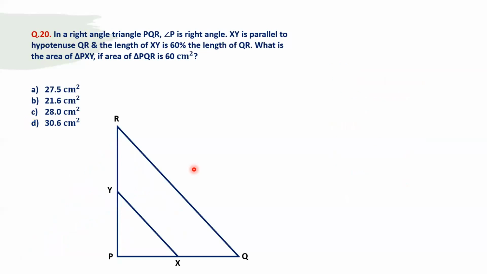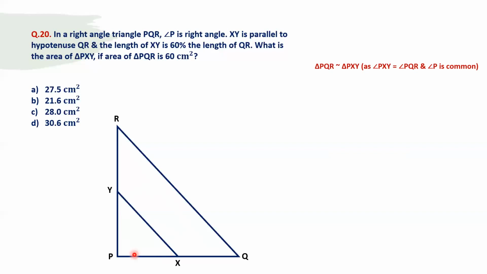Now next question is, in a right angled triangle PQR, P is right angle, so this is right angle, XY is parallel to hypotenuse QR, and length of XY is 60% of this length QR. What is the area of PXY? So this is the smaller triangle's area, if the area of the bigger triangle is 60 centimeters square. So let's solve this. PQR is similar to PXY.